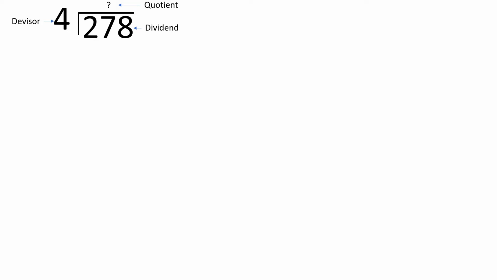We will be working with 278 divided by 4. Our dividend is 278 and our divisor is 4. The answer we are looking for is called the quotient.